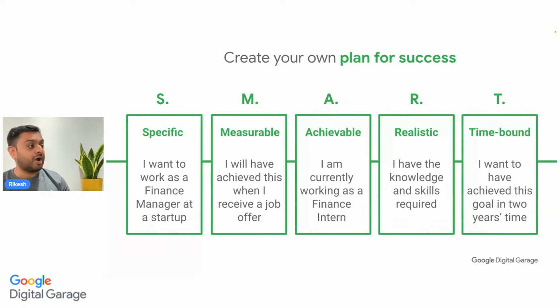So I want to work as a finance manager at a startup. Okay, that's very specific. It's measurable because I will have achieved this when I receive a job offer. So you've created some kind of a condition there as well. It's achievable. I currently work as a finance intern, so I'm in that industry already. It's realistic, so I have the knowledge and skills required. So it's definitely a realistic target that you set, and you've got a deadline to it as well. So I want to have achieved this goal in 2 years' time, and you can set a specific date if you wish to as well.